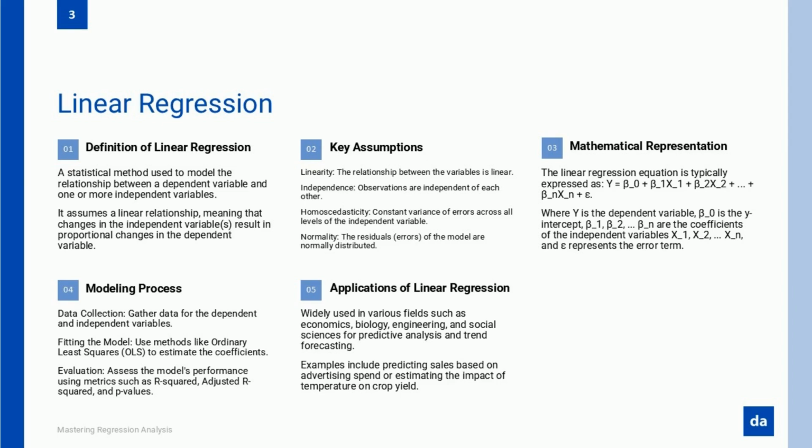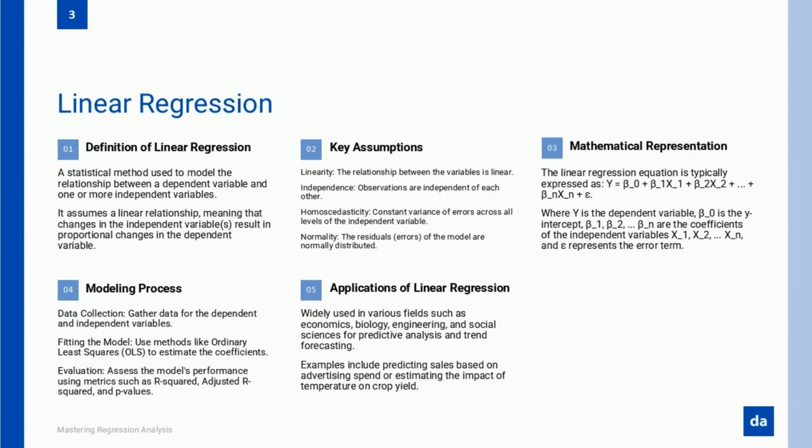Homoscedasticity. Fancy word, simple meaning. Your prediction errors should be consistent across all values. If you're trying to predict house prices, your error can't balloon for mansions and shrink for tiny homes. Normality of residuals. Those little prediction errors we just talked about, they should be random and normally distributed, like a fair roll of a dice.